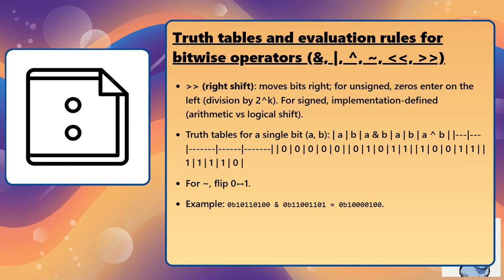Example: 0b101100 and 0b11000101 equals 0b10000100. Shift example: 0b00001_01110 left shift 2 yields 0b010110. Binary 22 becomes 88, that is 22 times 4.